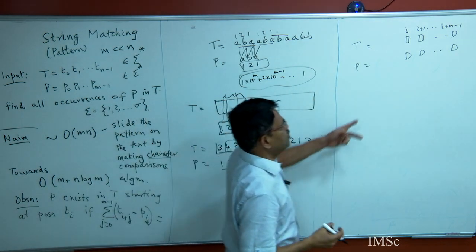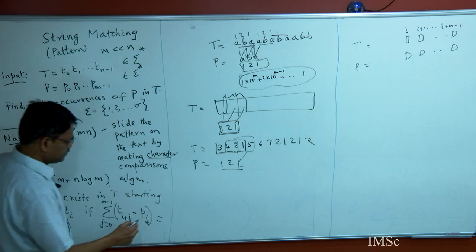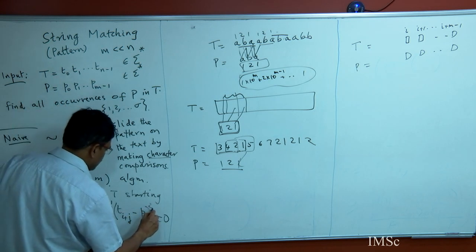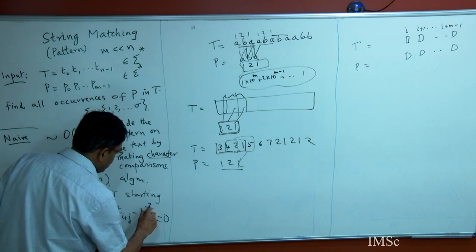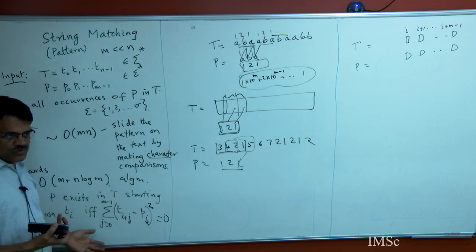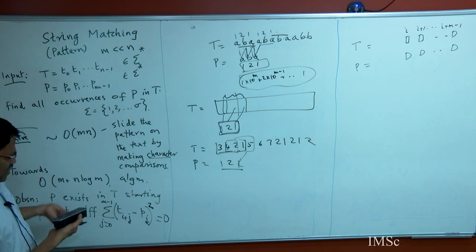So what does that mean? If you take the difference of these two numbers and add them all, what should I get? 0, right? Can I also say if and only if? No. Why? There could be some cancellations. If I want to say if and only if, what should I do? Mod or square. Okay, so let's write this: if and only if the summation is equal to 0. So all the positions i for which P exists in T should satisfy this condition. Now I want to find all such i. That's our goal. How do I do it? Let's see.